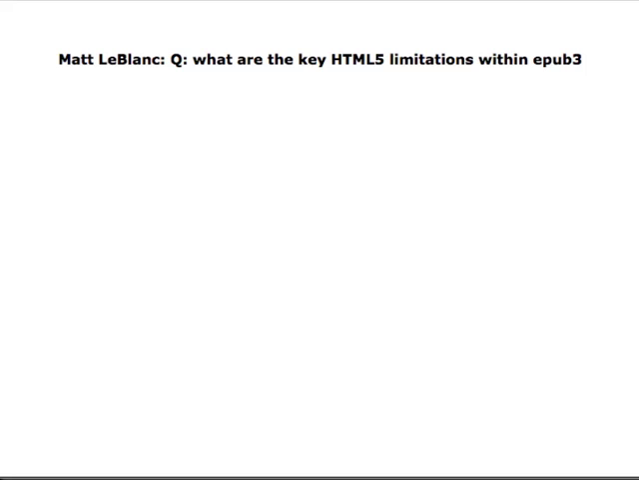So yes, please, Sanders, what are the key HTML5 limitations within EPUB 3? So the way the EPUB spec is written is such that EPUB 3 supports basically all of HTML5. So in that sense, there aren't limitations, but the way the EPUB spec is written is such that support in e-readers for certain aspects of HTML5 is optional. So for example, scripting support is optional. Support for audio and video is optional. So that leaves e-readers at their discretion to whether they support a lot of these multimedia and interactive features.